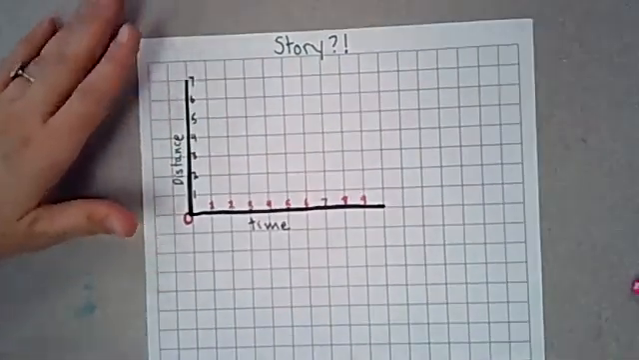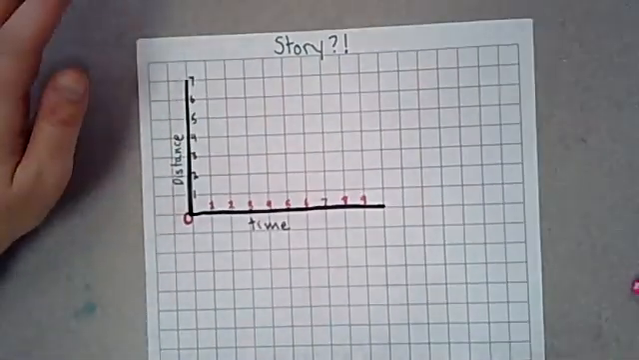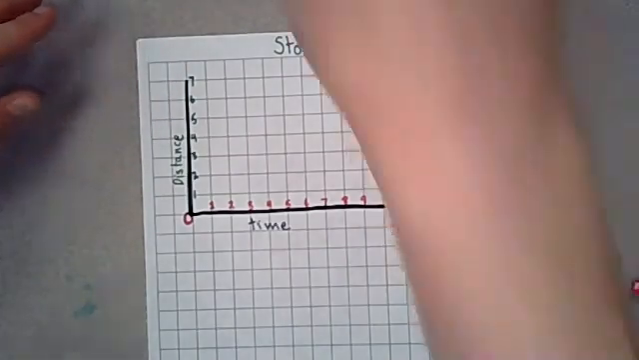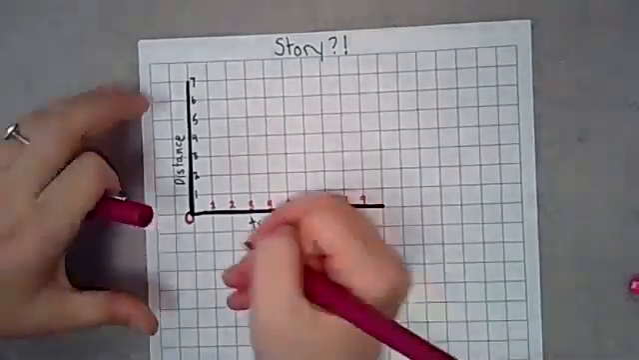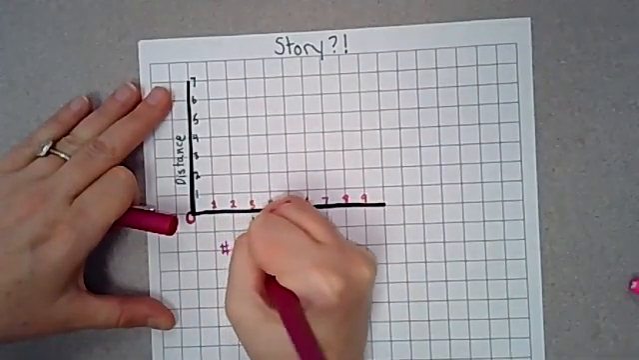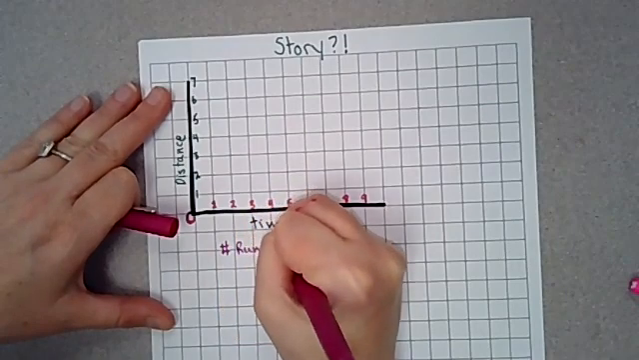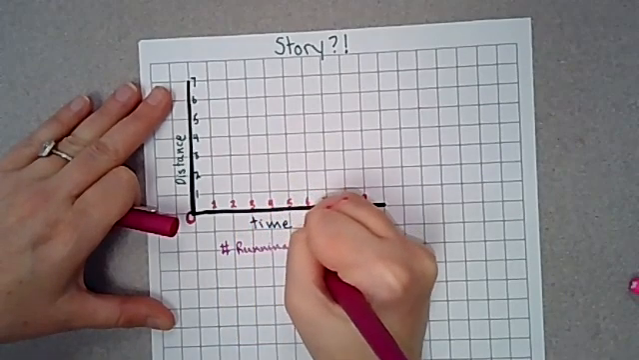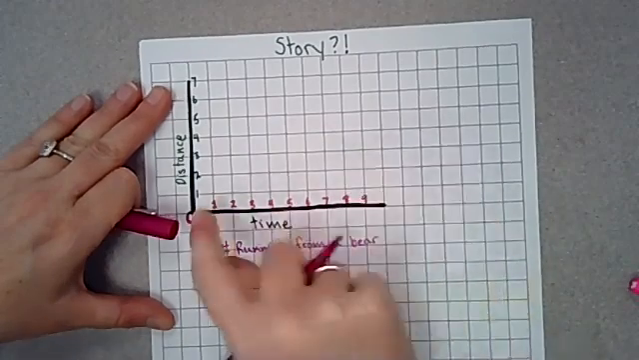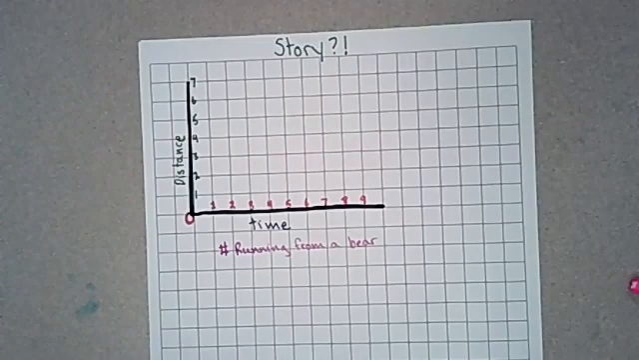Okay, all right. So I am going to tell you a story and we're going to draw it on the graph. And the title of this story is called hashtag running from a bear. This is going to be a graph showing you about running from a bear.